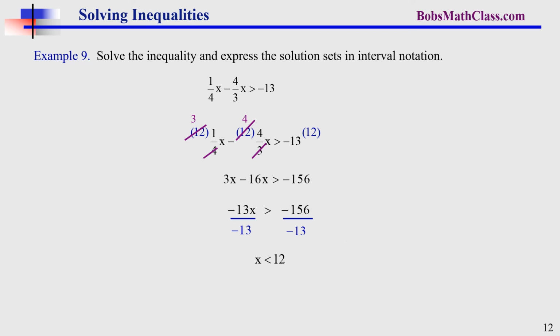Okay, put 12 on a number line. Which way are we going to shade? X is less than 12. Right, to the left. Brackets or parentheses? Parentheses. I said the wrong one. There's no equal sign, so it is parentheses. Negative infinity is to the left, so it's going to be negative infinity, comma 12, parentheses on both sides.